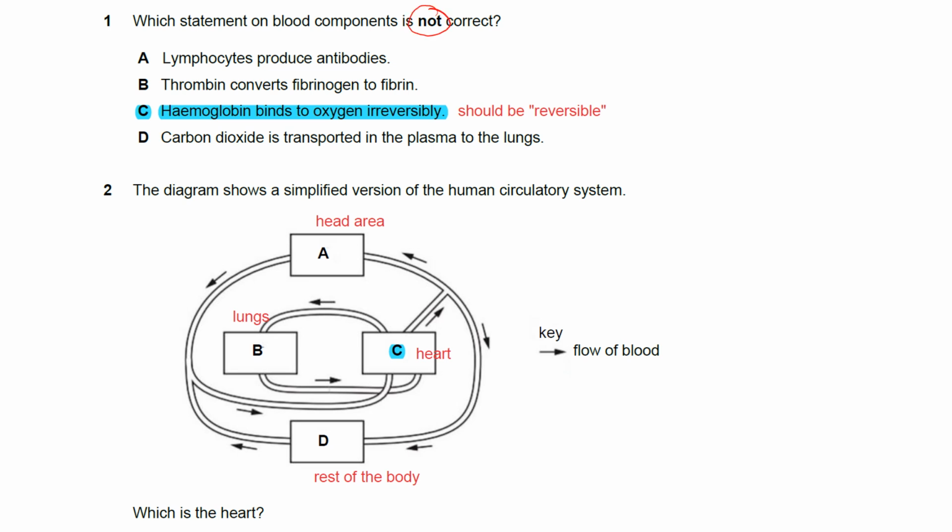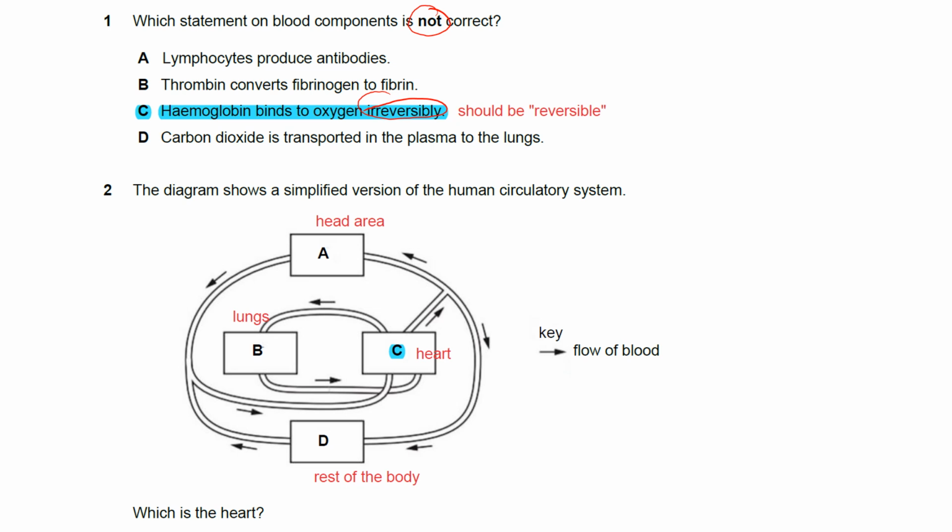So for part C, it is wrong because of the word irreversible. Hemoglobin binds to oxygen, right? The binding is a reversible process. So therefore, C is the correct answer. Okay? Which is not correct actually. So yeah, it sounds confusing, but yes.